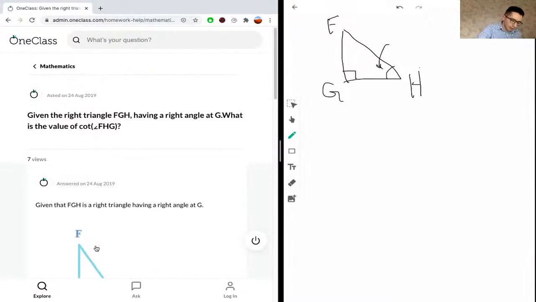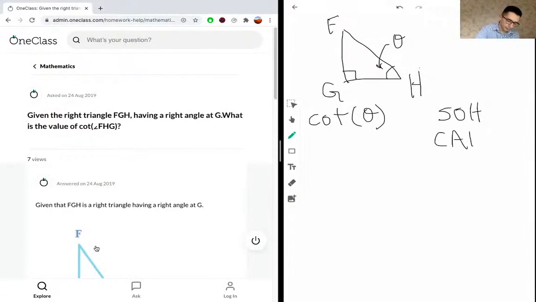So we'll say this is theta. So cotan of theta is equal to what? To know how to answer this question, you need to know SOHCAHTOA, and you need to know what cotan is. So let's start off with SOHCAHTOA.